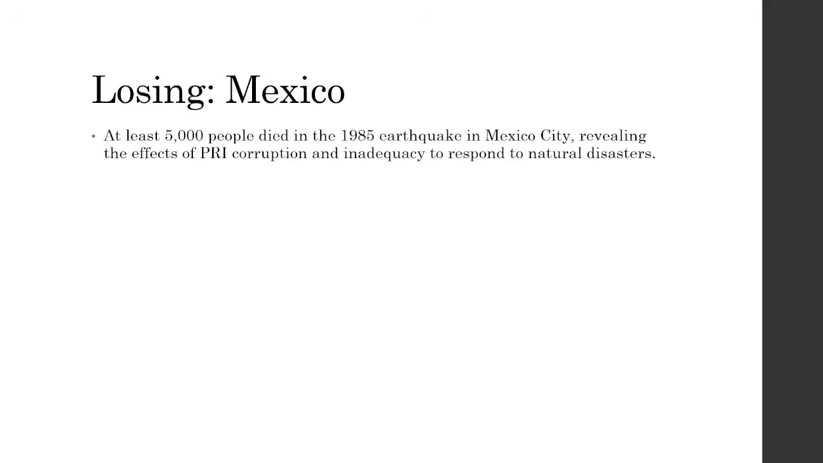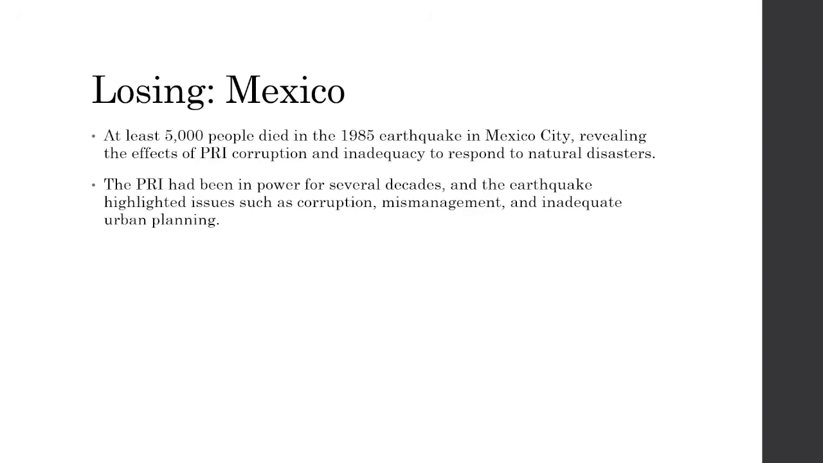Well, at least 5,000 people died in the 1985 earthquake that occurred in Mexico City. And this revealed the effects of PRI corruption and inadequacy in responding to natural disasters. They couldn't do it correctly. It also shows that they had very inadequate urban planning. They've had decades to build up Mexico City and other parts of the country. And this corruption and mismanagement resulted in a lot of deaths and a lot of infrastructure destruction because of this earthquake, because they didn't plan out these urban areas correctly.